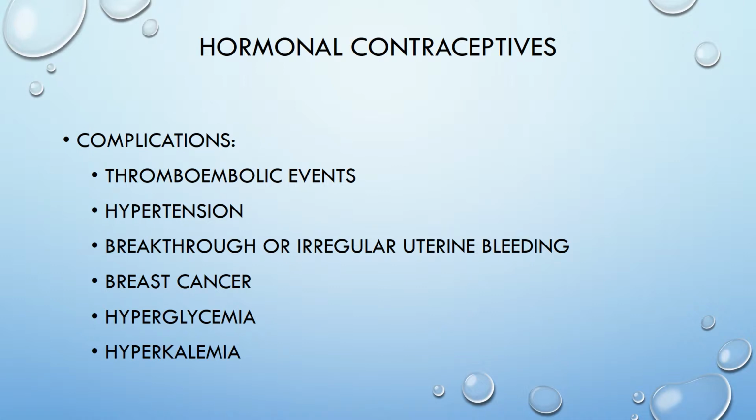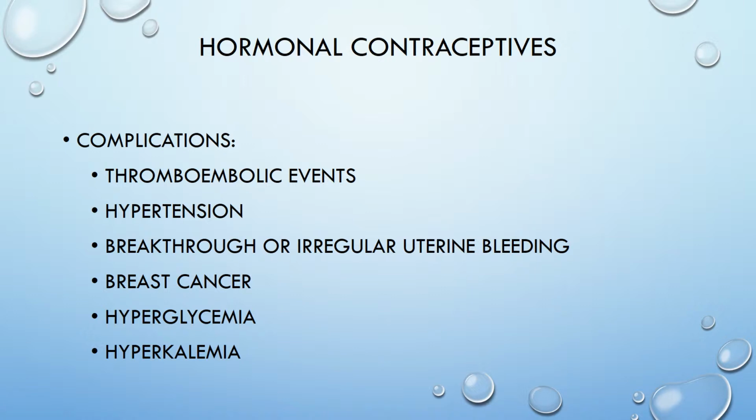Complications are going to be thromboembolic events and hypertension, so monitor blood pressure to reduce that. For the thromboembolic events, which we talked about, stop smoking, and report any warmth, edema, tenderness, or pain in the lower legs. Next, breakthrough or irregular uterine bleeding.